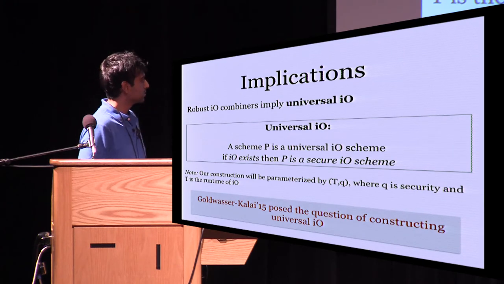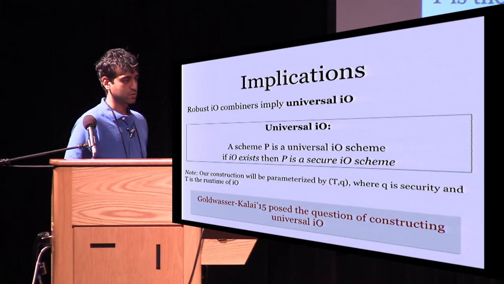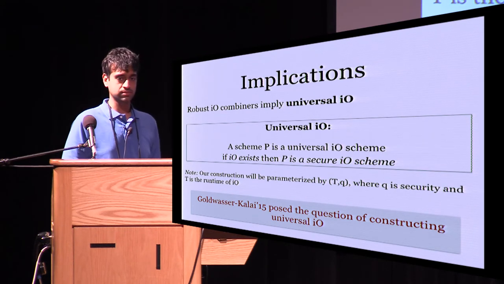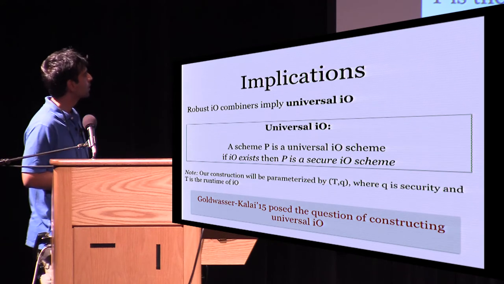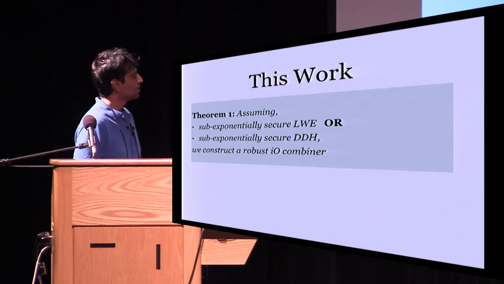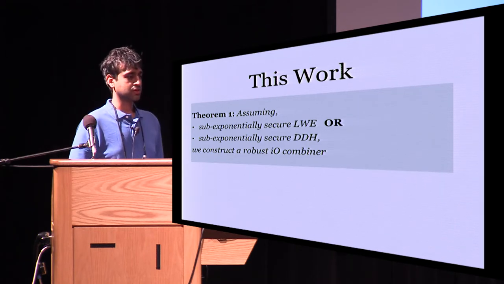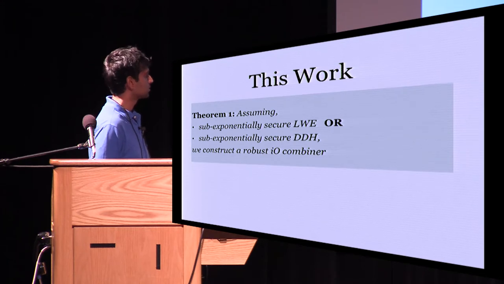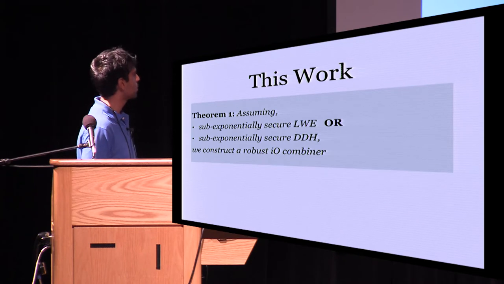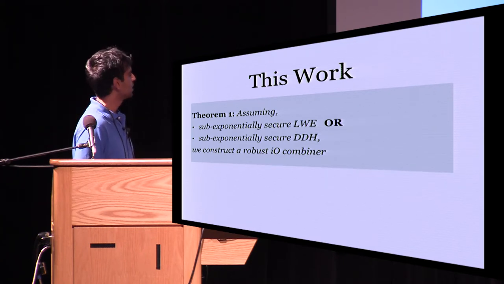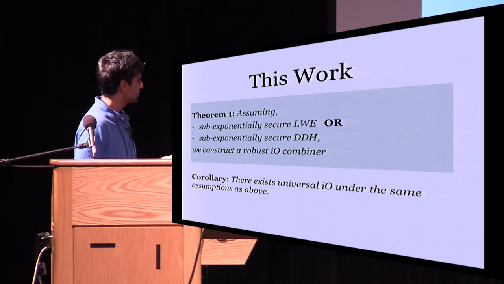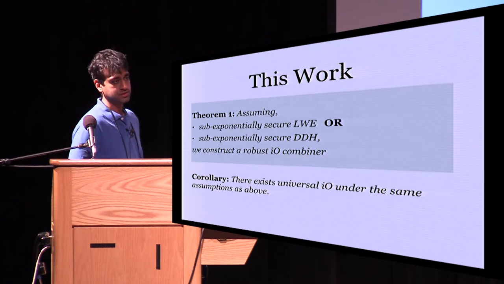Our work answers a question posed by Goldwasser and Kalai, who posed the question of constructing universal IO. Let me state our main theorem. We show that assuming sub-exponentially secure LWE, there exists a robust IO combiner. We also have another result where we show how to get a robust IO combiner from sub-exponentially secure DDH. And as a corollary, we get universal IO under the same assumptions.